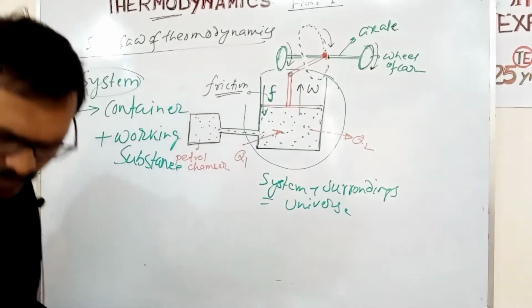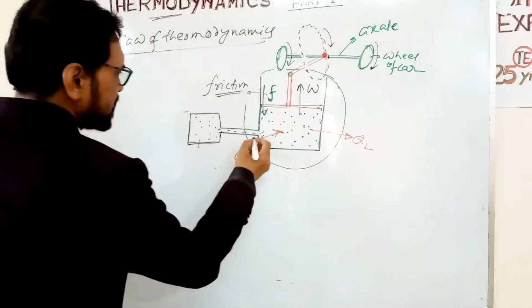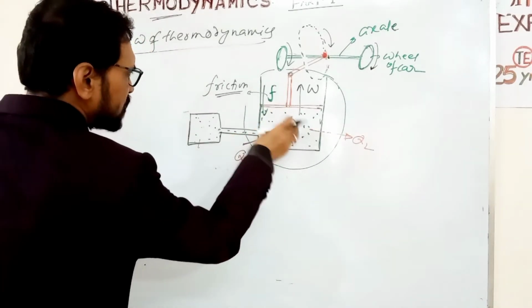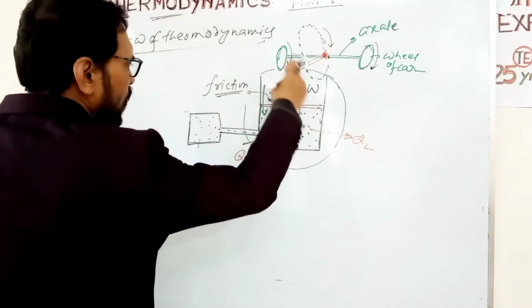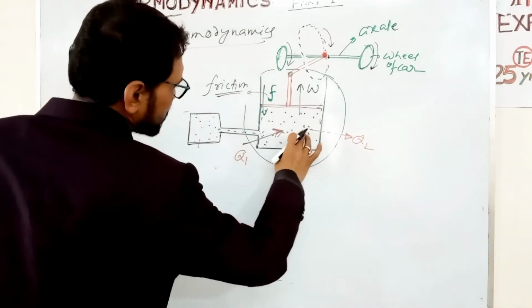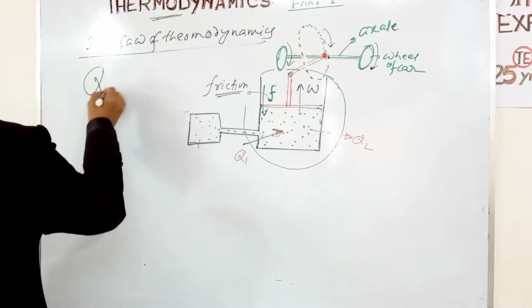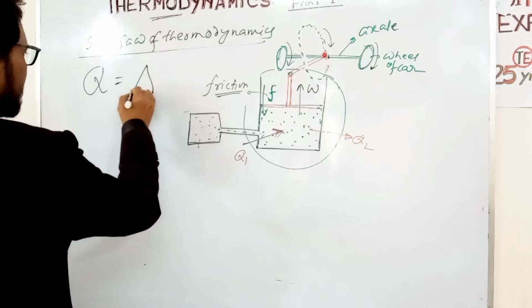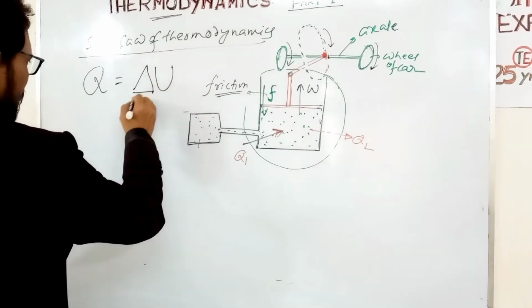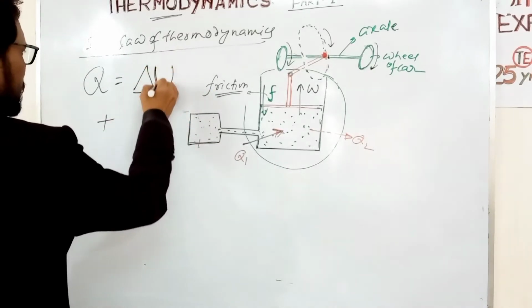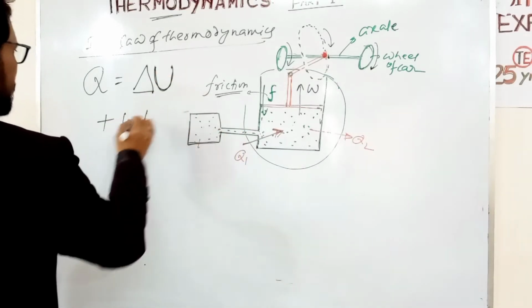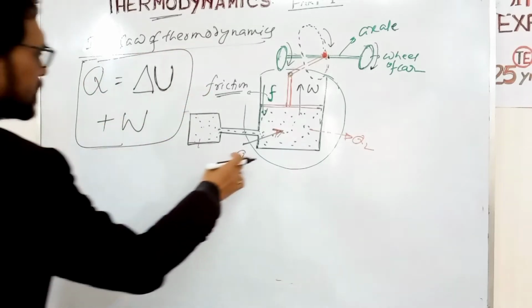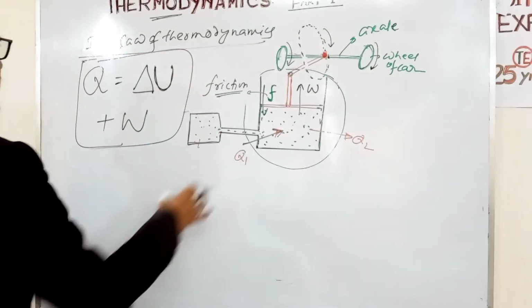What is the first law of thermodynamics? If some amount of heat is supplied to the system, then the system performs work, and some heat is also rejected from the system. Q, the amount of heat supplied to the system, is equal to the change of internal energy plus work done by the system. Q equals delta U plus W. This is called the first law of thermodynamics. Q equals the net heat supplied to the system.